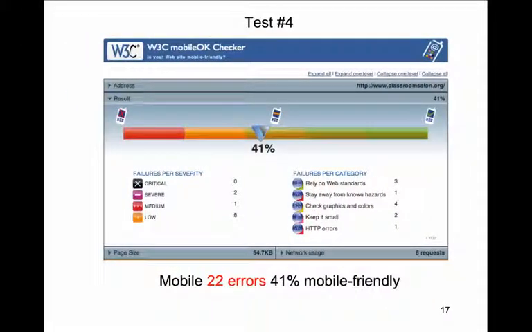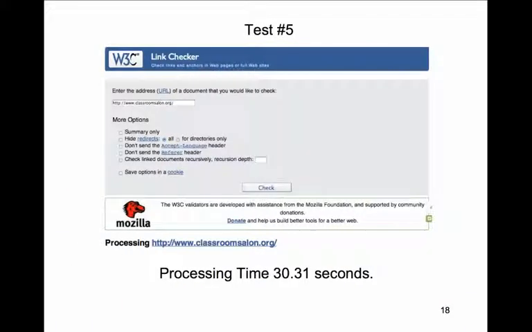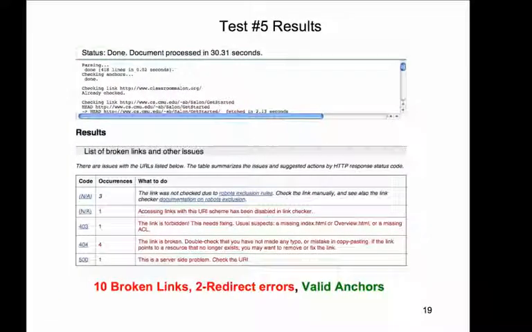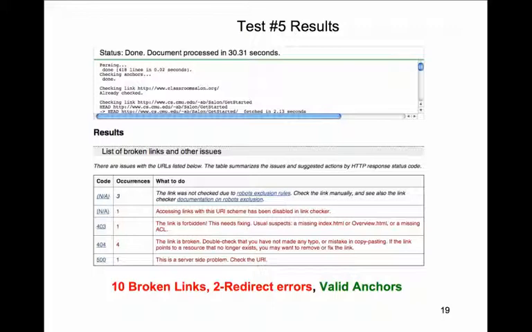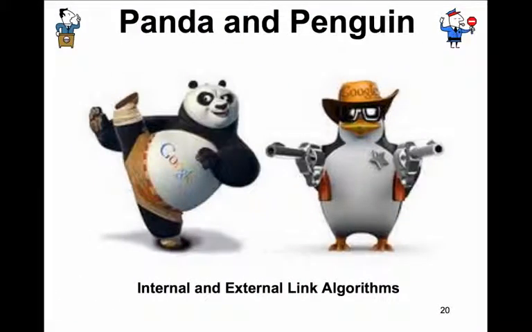Test 4 validates mobile friendliness, displaying errors for correction, even if you're planning a separate mobile website. Test 5 includes processing time and validates links, components used in Google's PageRank algorithm. Links, redirects, and anchors should be corrected because of their importance in the Google PageRank. Panda and Penguin are algorithms used in Google's PageRank method.